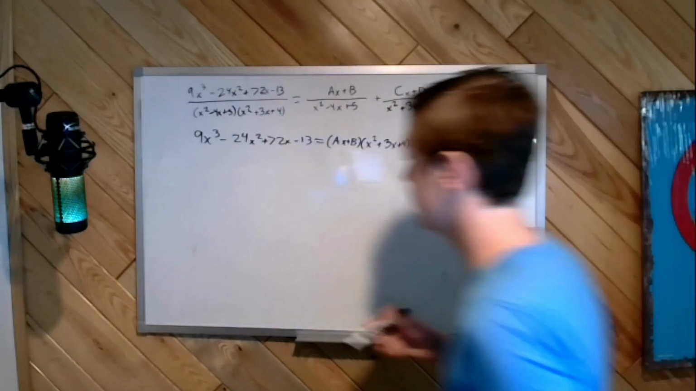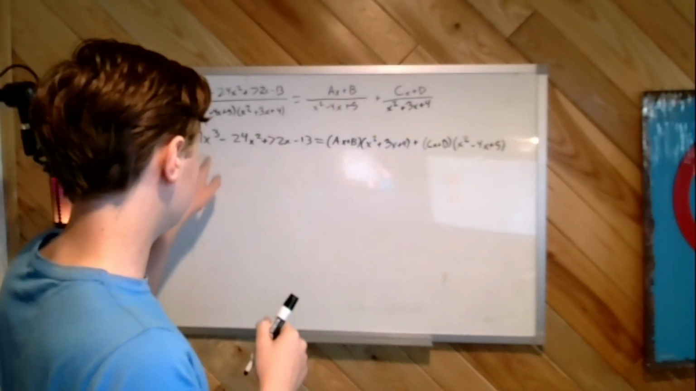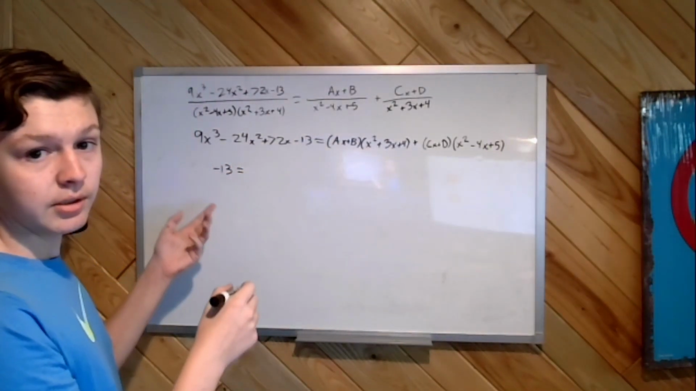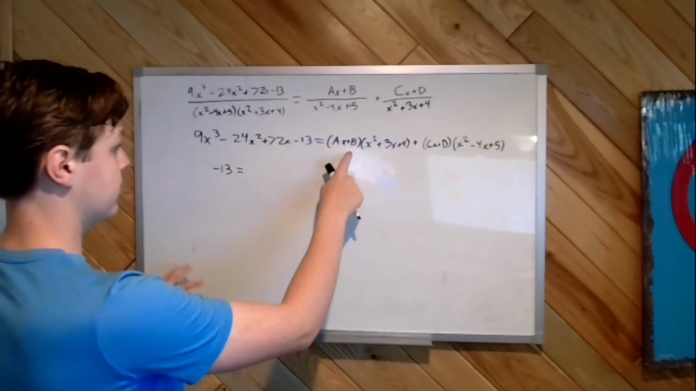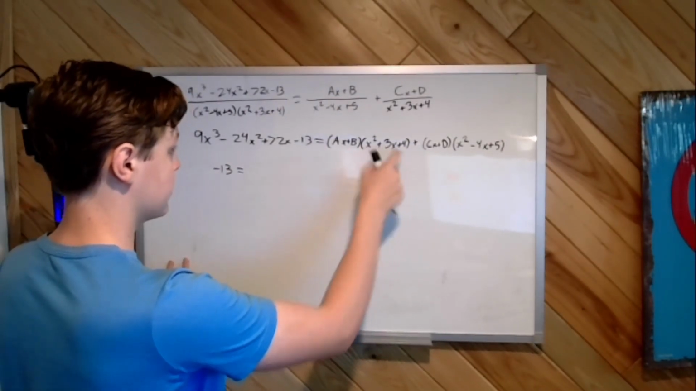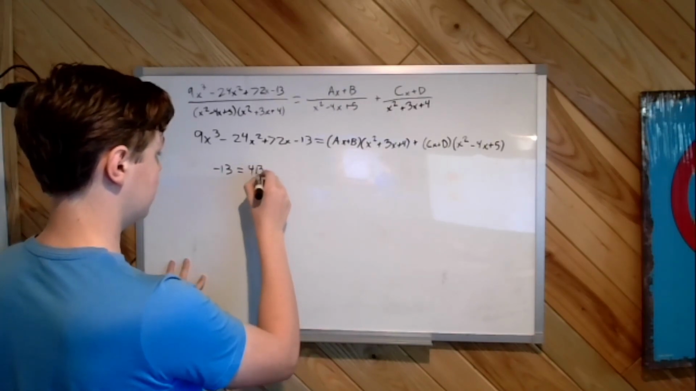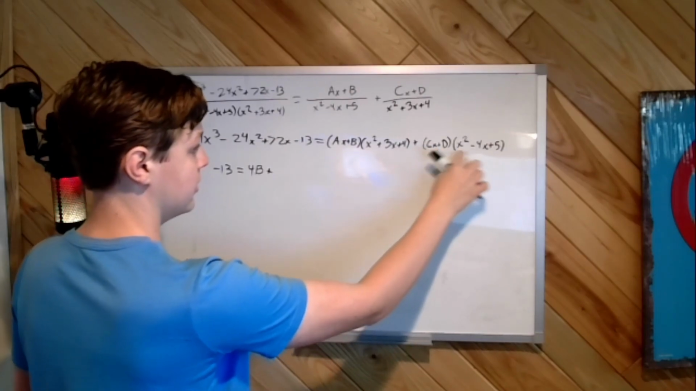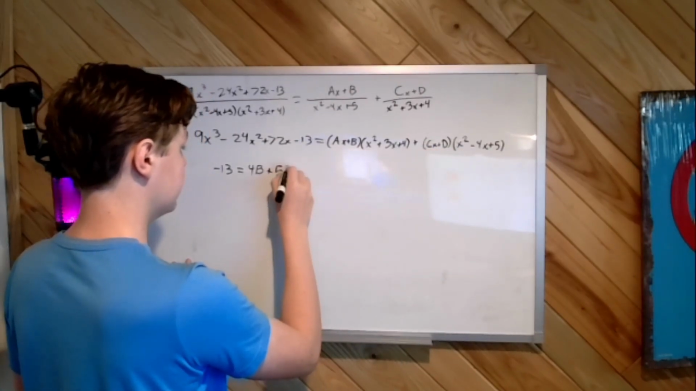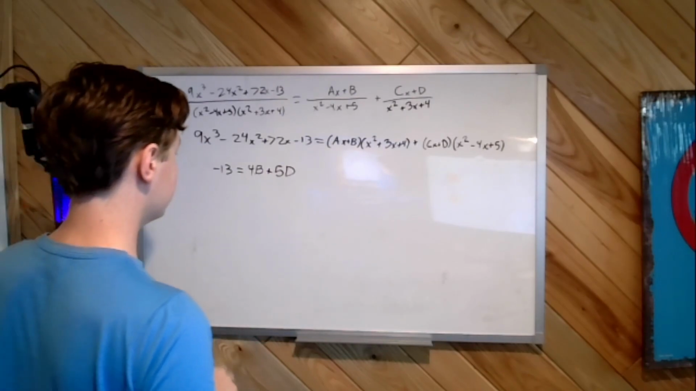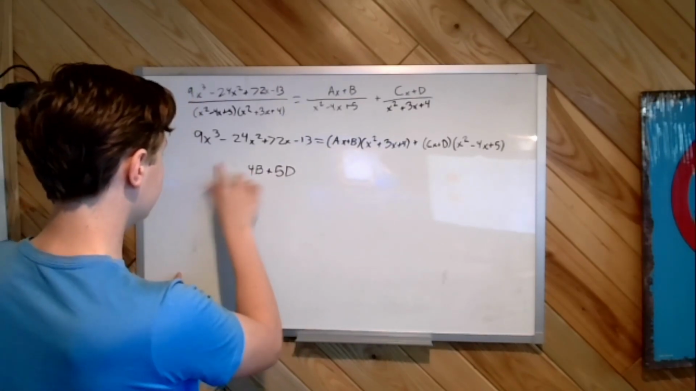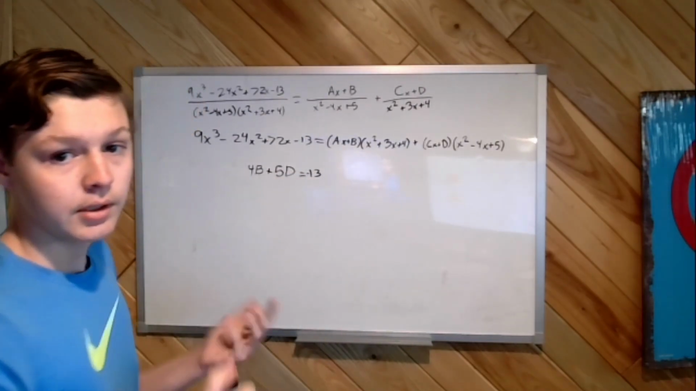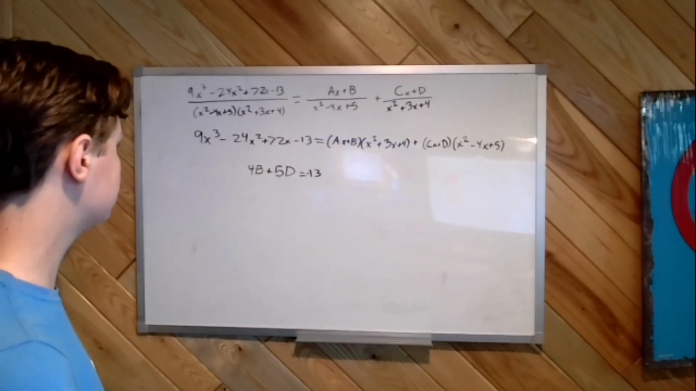Now if we plug in 0, all three of these cancel. This is just negative 13. The negative 13 is going to be equal to, this is going to cancel, leaving us to just b. This and this are going to cancel. So it's going to be 4b, just like that, plus, these two are going to cancel, plus 5d. So now that's our first equation. Actually going to just rearrange that real fast. Equals negative 13, just like that.